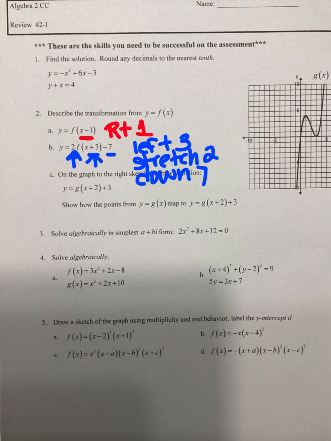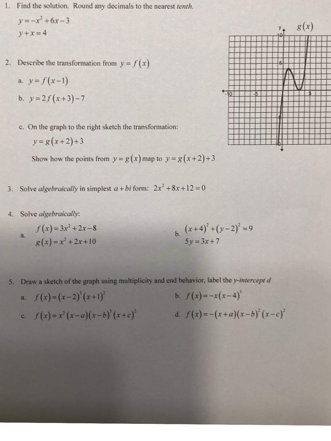Okay, let's look at 2C. Okay, so 2C says on the graph to the right, sketch the transformation. All right, so here's the sketch over here on the right. All right, and then I am going to do to the right. No, sorry, it's plus 2, so it's to the left 2 and then up 3. So left 2, right? So I'm going to go to the left 2 because it's plus 2. And then the plus 3 is going to be up 3.